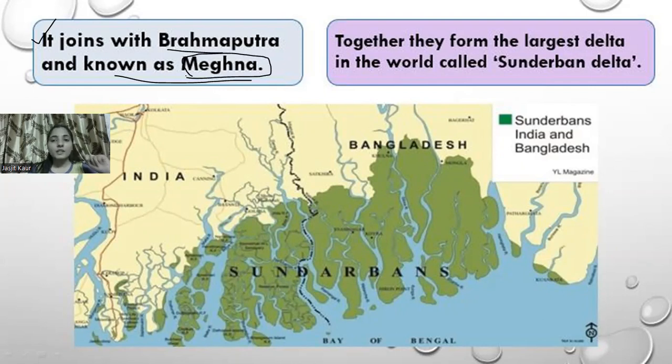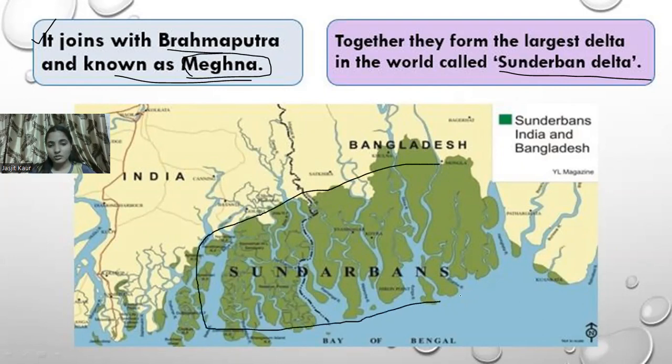And now together they form the largest delta in the world, that is known as Sundarban Delta. So the Ganga and Brahmaputra rivers both form the delta known as Sundarban Delta, and that is located in West Bengal. Like this is the Sundarban Delta here.